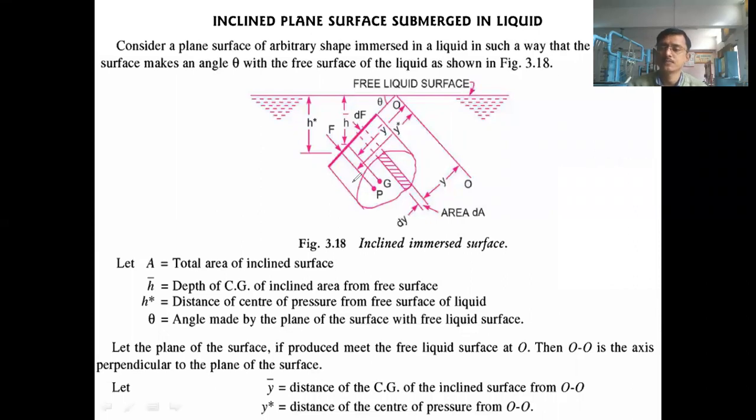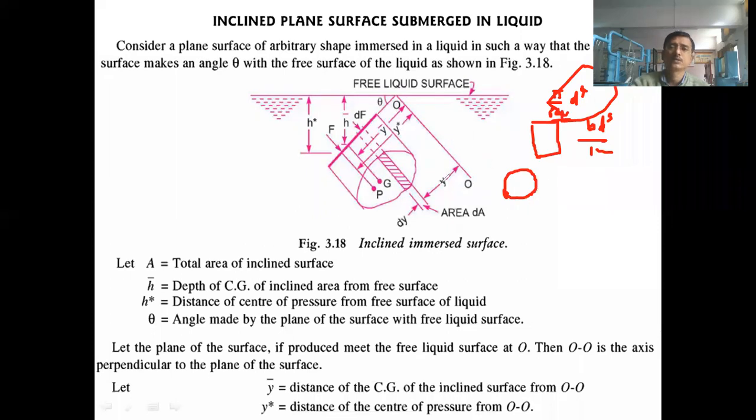It will depend upon the shape of this surface. If the shape of this inclined surface is a rectangle, in that case the formula will be different, B D cube by 12. Okay, if the shape of this particular inclined surface is circular, then in that case we have to go for the formula pi by 64 into d to the power 4. That formula we will use. So depending upon the shape of the inclined surface, we need to use the formula of IG.